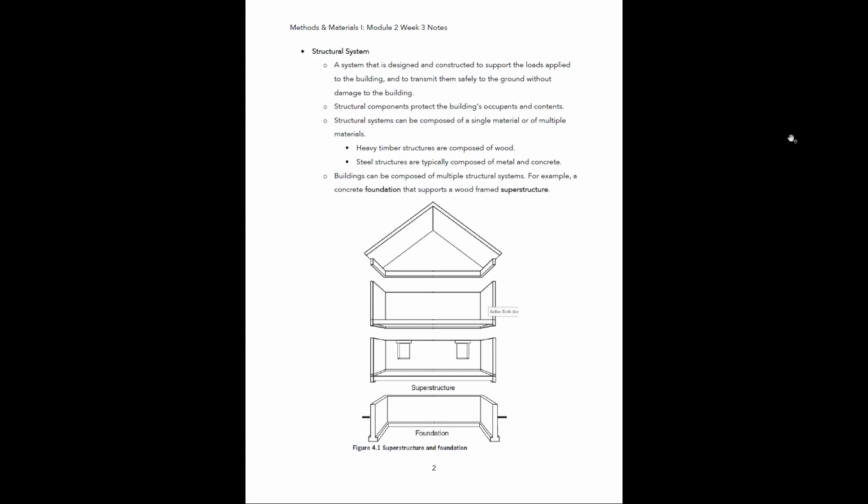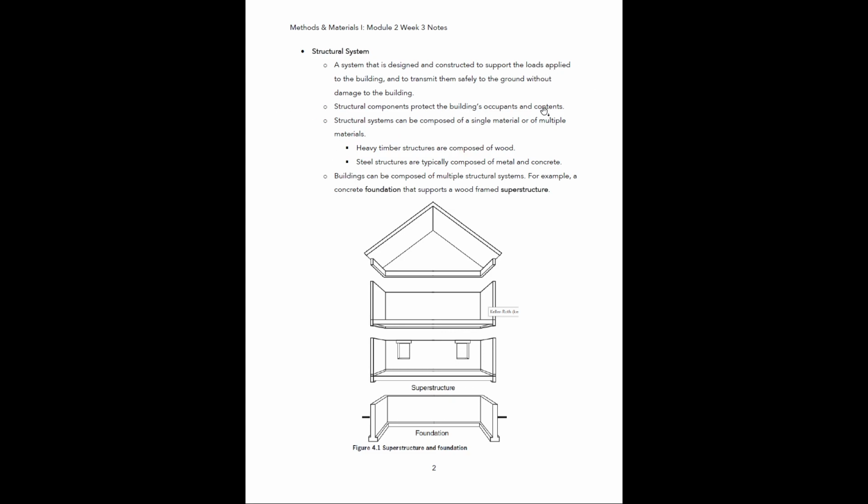So here's a basic intro to structural systems. Structural systems are systems that are designed and constructed to support loads that are applied to the building and transmit them safely to the ground without damage to the building. Okay, so it's going to take all of this weight generated by the components that are a part of the building, hold the building together, but also transfer that weight down to the earth, where it is supported.